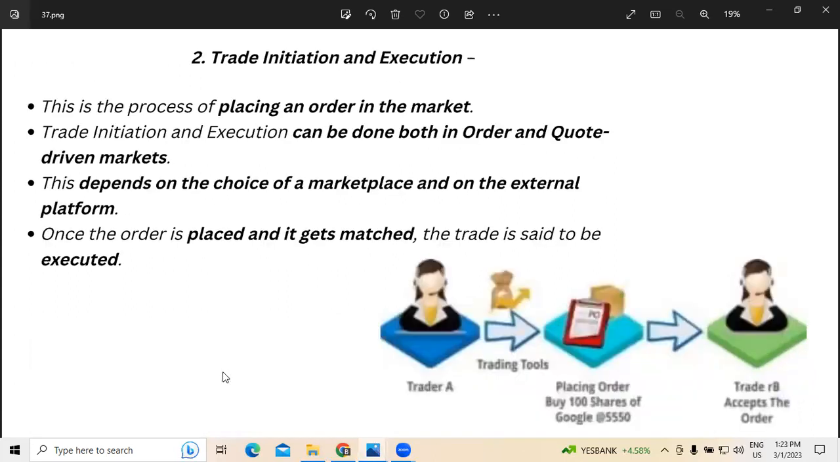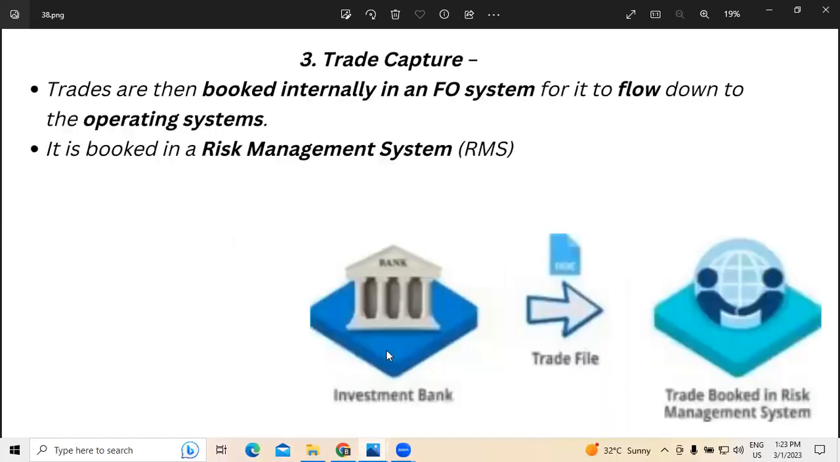The second is trade initiation and execution, which is the process of placing an order into the market. Trade initiation and execution can be done in both order-driven and quote-driven markets. This completely depends on the choice of marketplace, and it is on the external platform where this is used. Once the order is placed and gets matched, the trade is executed. This is generally the second part, which is called trade initiation.